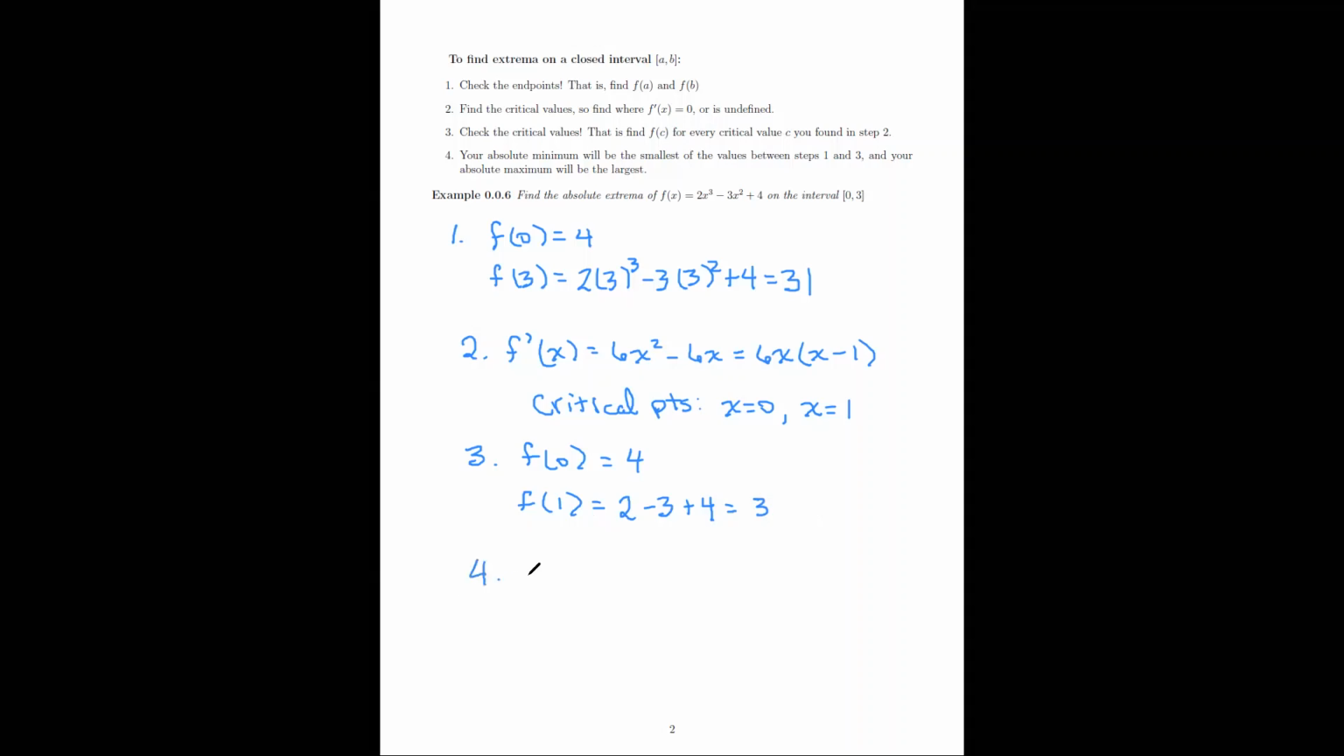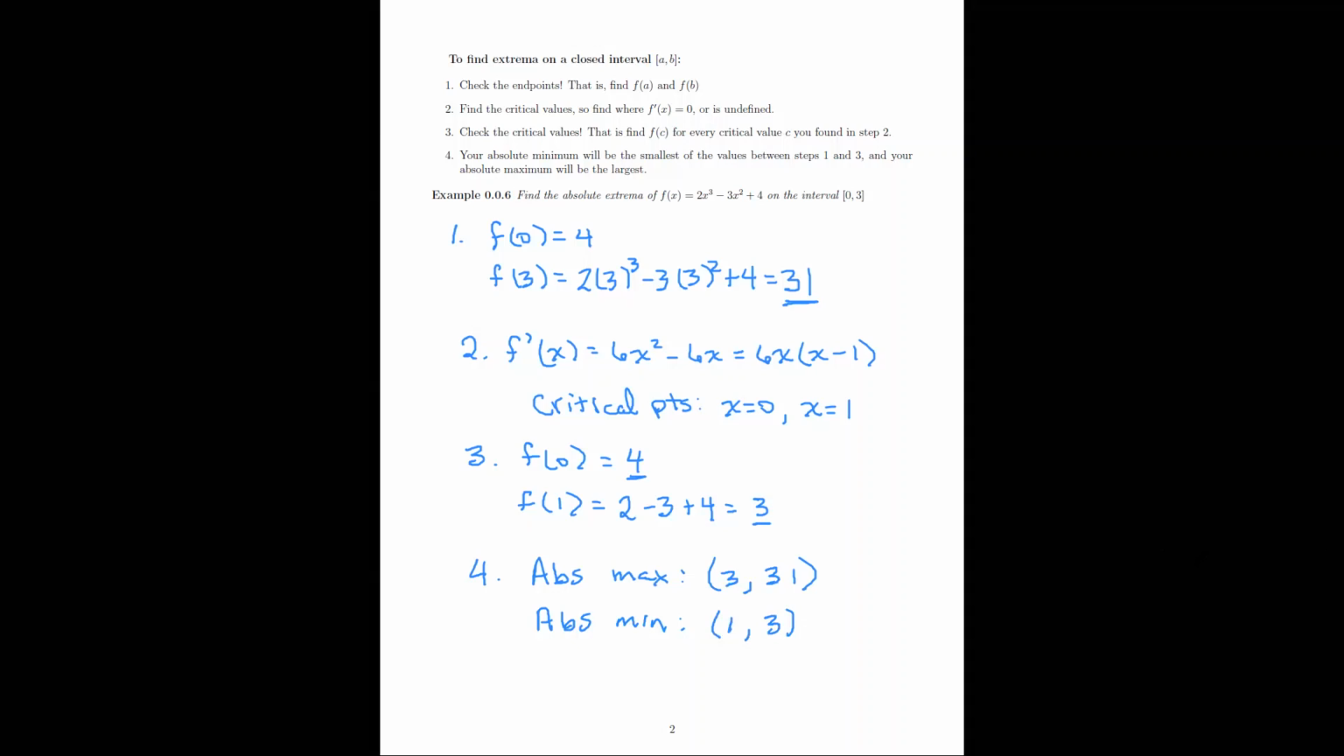Now we look at our y values, and the biggest one is going to be our maximum. So we have an absolute maximum where, well, our possibilities are 3, 4, and 31. 31 is clearly the biggest. So we have an absolute maximum at our endpoint (3, 31). And our minimum, if we look at our values, we had, again, 3, 4, and 31. So our minimum is going to be at our critical point (1, 3). All right, so we've now found our absolute maximum and absolute minimum on this function.